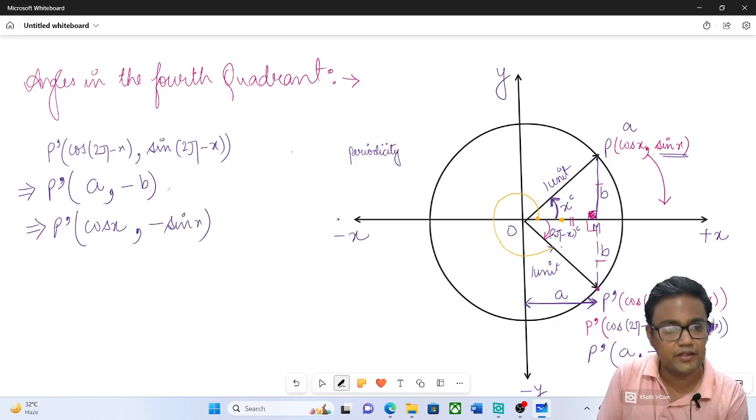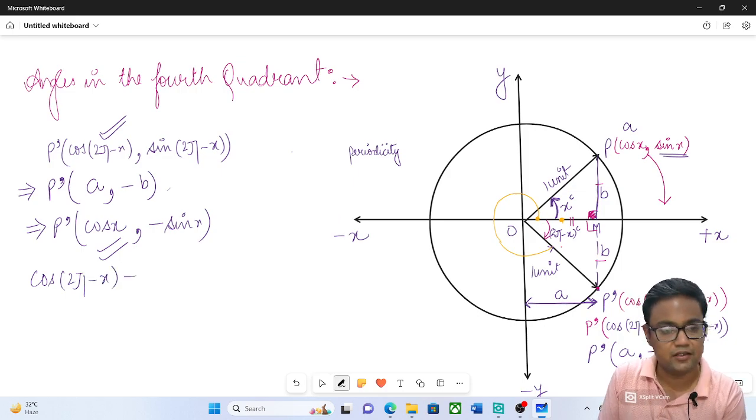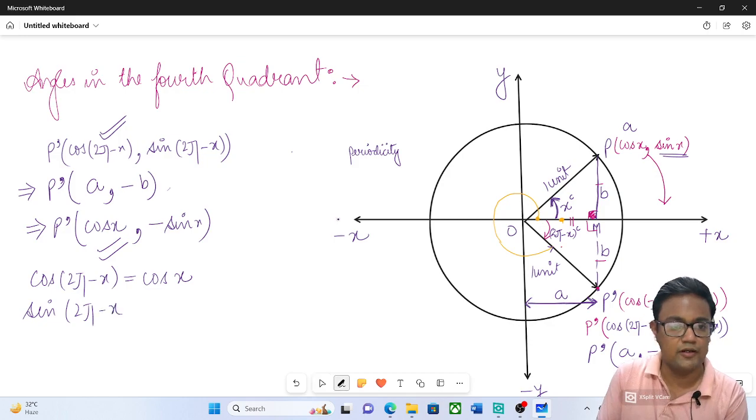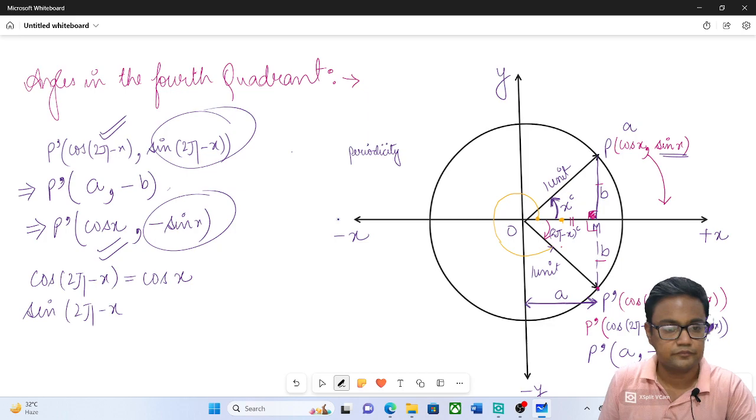So I can compare this abscissa with this abscissa, right? So what will I get after comparison? That cos 2 pi minus x or 2 pi minus theta is equal to cos theta or cos x. And similarly, by comparing the ordinates here, this ordinate compared with this one, right. So sin 2 pi minus x is equal to minus sin x.